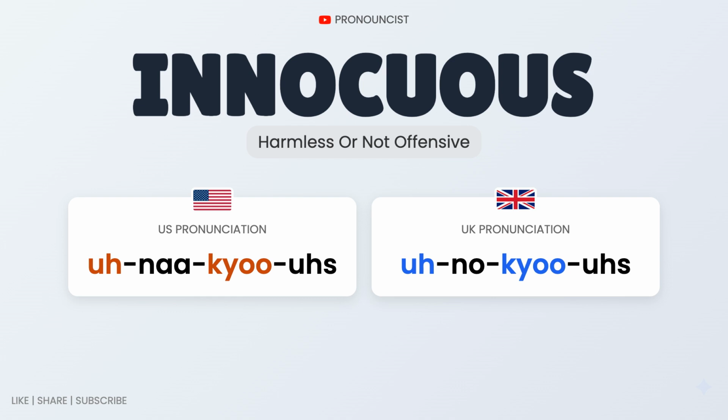Innocuous. US uses na. UK uses no. Watch that middle sound. Practice repeatedly and you'll soon be able to say this word perfectly. The best way to practice is to repeat the syllable multiple times.